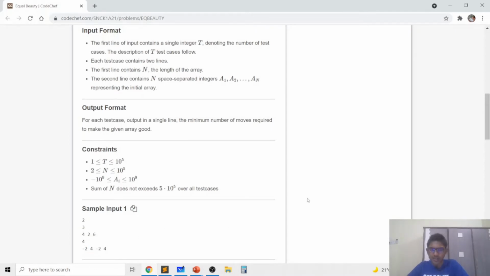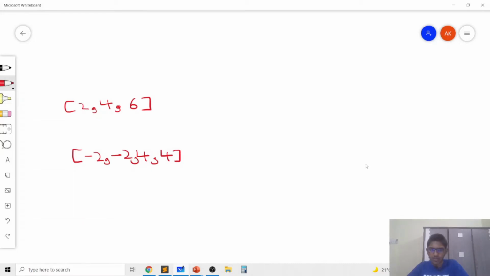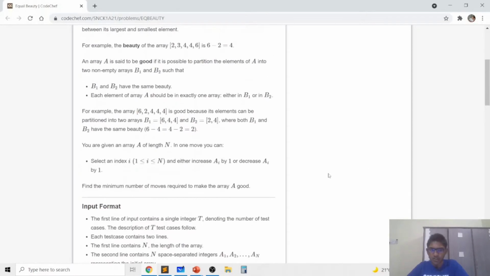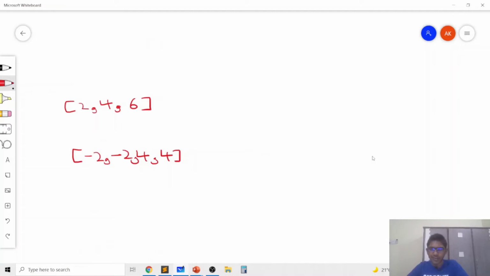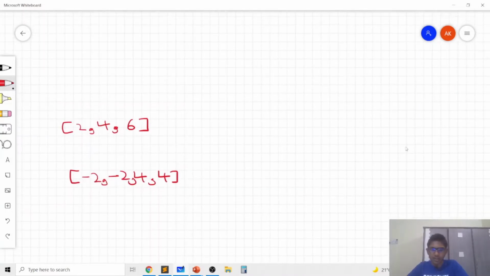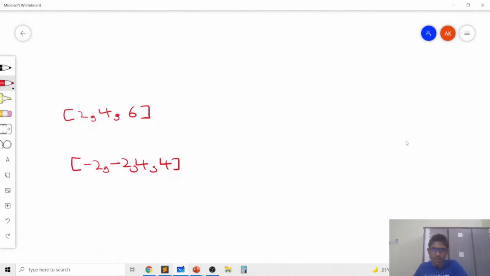The first idea is that we should sort each of these two arrays, because we just need to partition the array into two non-empty arrays. We essentially need to take one subsequence from the array, and the remaining elements which are not present in the subsequence will form the second array B2. So it doesn't matter in which order we take the elements, and that's why it will always be convenient to sort the array when the order does not matter. So let's consider the sorted versions.